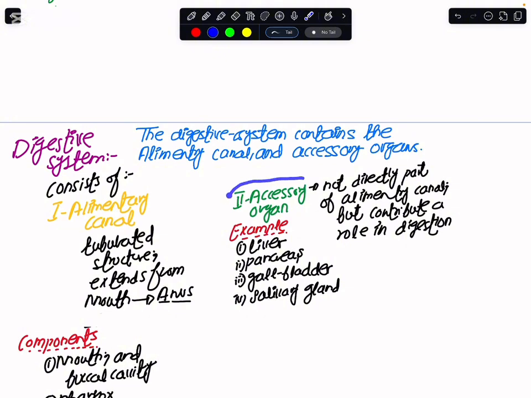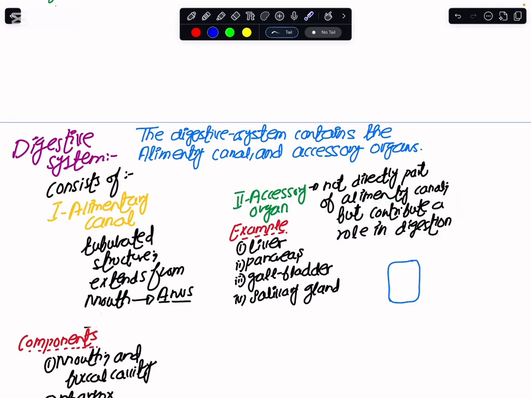Now we have to be very clear about what these accessory organs are. They are not directly a part of the alimentary canal, but still they have a major role in the digestive process, so we have to discuss them along with the alimentary canal. For example, in daily life you use cell phones and you may attach AirPods or a power bank to your mobile phone. The power bank and the AirPods are not part of the phone, but still they enhance the function of the cell phone. Likewise, the accessory organs are not a direct part of the alimentary canal, but still they contribute to the digestive process.